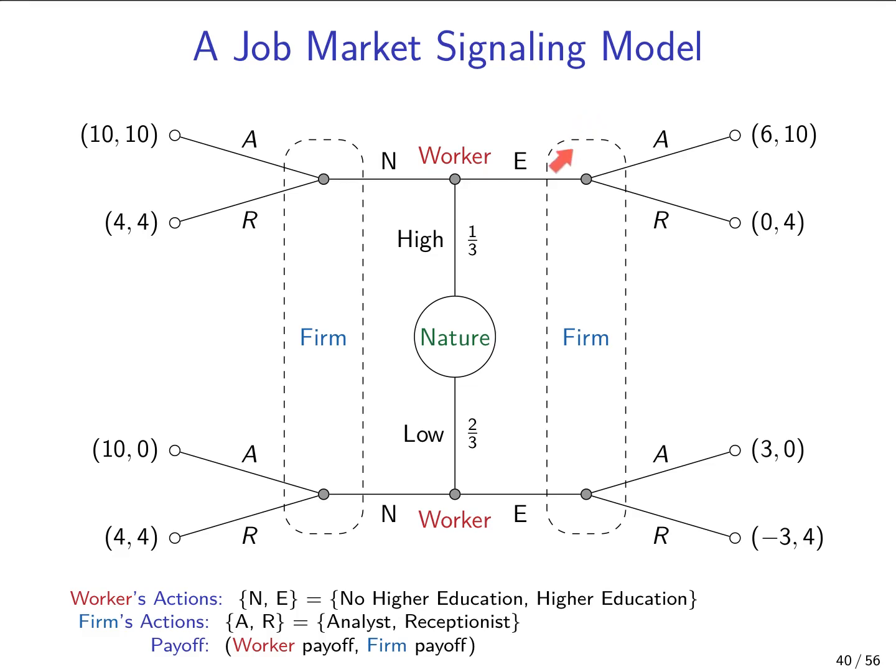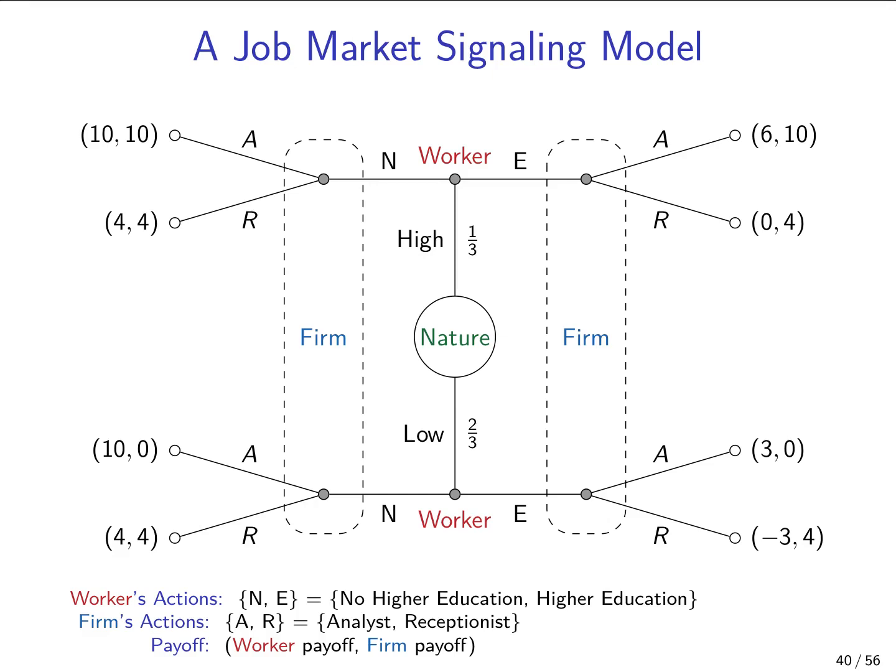Again, here we have one information set, which means the firm can only observe whether the worker has education or not, but has no idea whether the firm is here or here, which is another way to say whether the worker is a high type or a low type. Similarly here, the firm can observe that the worker doesn't have higher education, but the firm doesn't know whether it's here, which means the worker is a low type, or here, which means the worker is a high type.